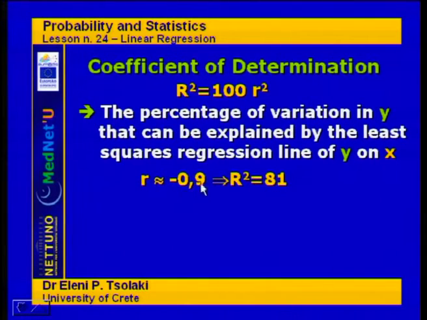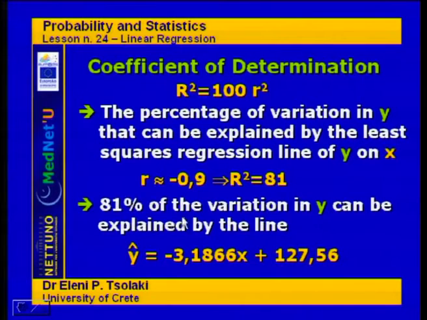So, for example, if we had correlation coefficient r equal to minus 0.9, then for this data, the coefficient of determination would be r squared, 81. So we see that for the coefficient of determination, we now lose the information about the direction of the line, we lose the minus sign, and what this 81 tells us is that 81 percent of the variation in y can actually be explained by the regression line we have calculated for our data.